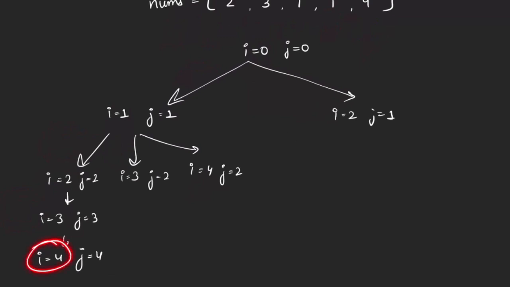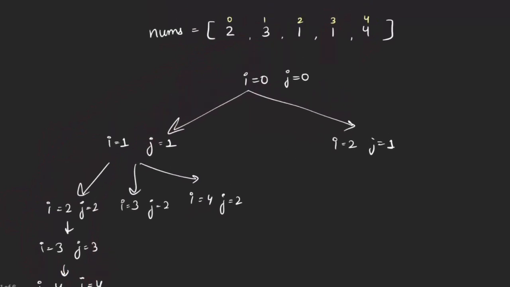So now we have reached the last index. So this is one of the possible ways of reaching the last index, and the total number of jumps here are 4, right? What we did was, from 2 we went to here and then from here and then here and then here. So the total number of jumps were 4, right?